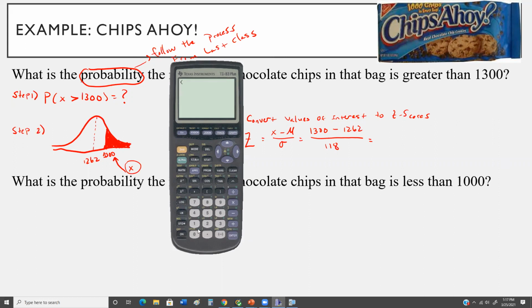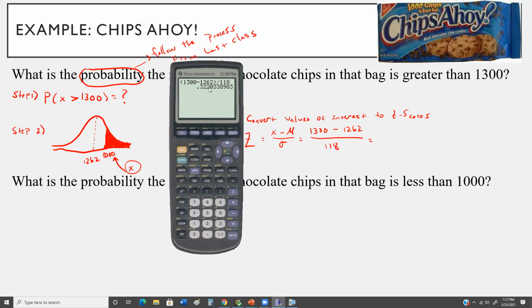So if you're going to do this in one step in your calculator, you have to go 1,300 minus 1,262, close the parentheses, and then divide by 118. And you should get this. Otherwise, it reads order of operations. It does division first and then subtraction, right? So you need to put the parentheses there.